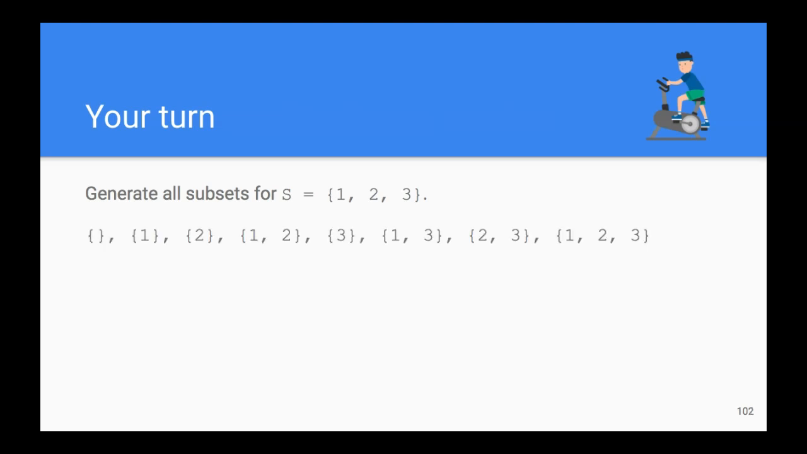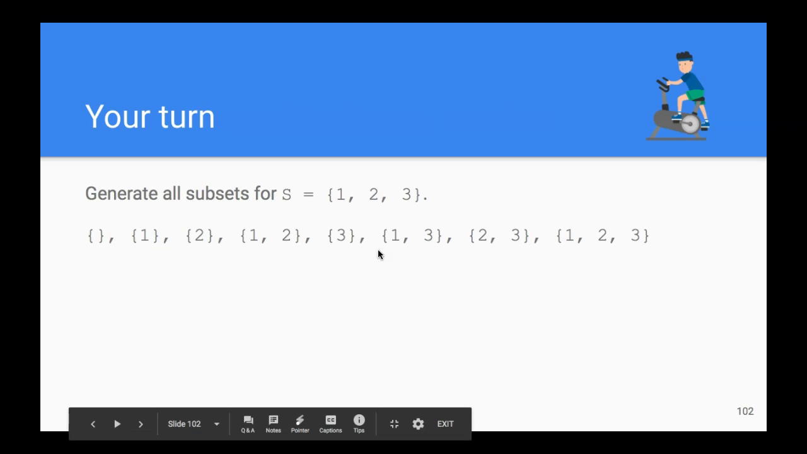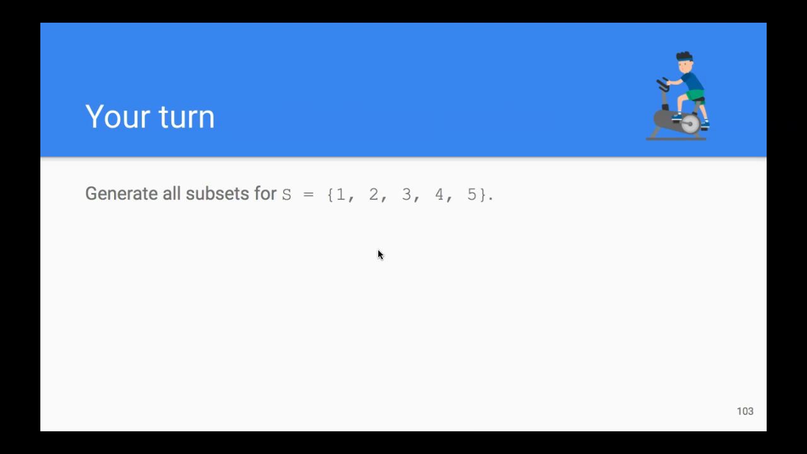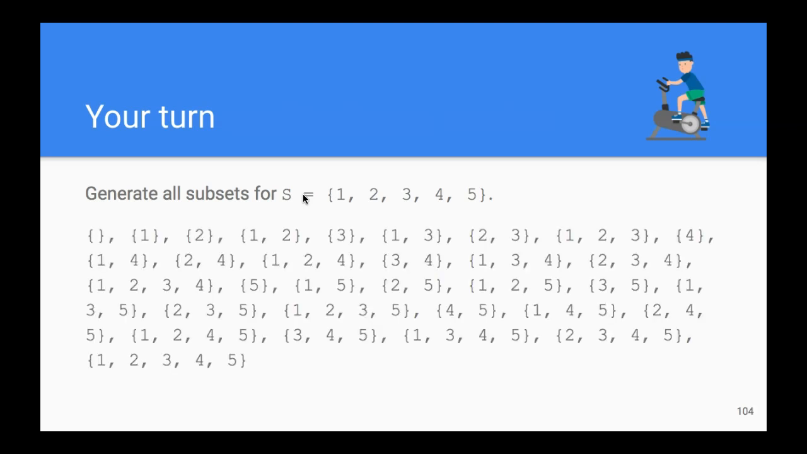Okay, I hope you get the same thing that I got here. And then now let's make S a little bigger. It contains 5 items. And then again, go through the same algorithm and write out all the subsets of S. And yes, this will take a little bit of time. And assuming you have done that, here is the answer. There are, I believe, 32 subsets for this S.